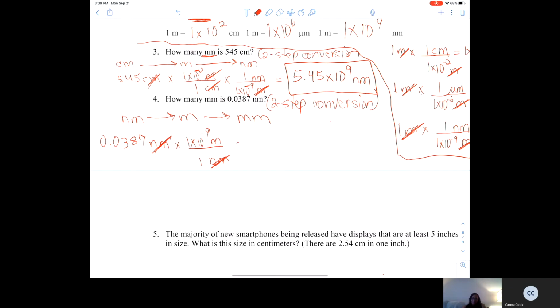The nanometers cancel. Now we'll convert the meters to millimeters. The meters go in the denominator. The millimeters go in the numerator. The meters cancel. So now we do the math. 0.0387 times 1 times 10 to the negative 9 times 1. We get 3.87 times 10 to the negative 11. We need to divide that by 1 times 10 to the negative 3. And we get 3.87 times 10 to the negative 8 millimeters.